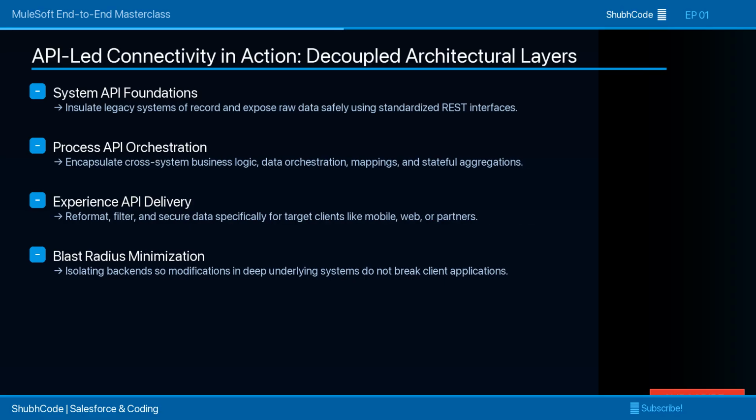To implement API-led connectivity, we must strictly structure our services into three distinct architectural tiers: system, process, and experience APIs. System APIs are the baseline. They directly wrap your legacy systems of record, like SAP, Salesforce, or mainframes, shielding the rest of the network from complex underlying database schemas or proprietary protocols.